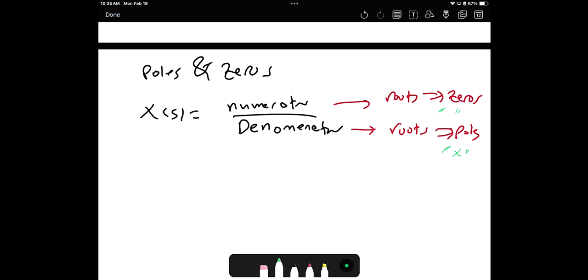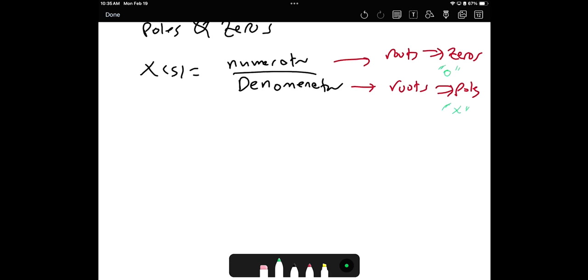Okay? So basically, poles are related to the value that makes the transfer function infinity, while zeros are the values that make the function 0. Okay, that's why they're called zeros. Now, here's an example.